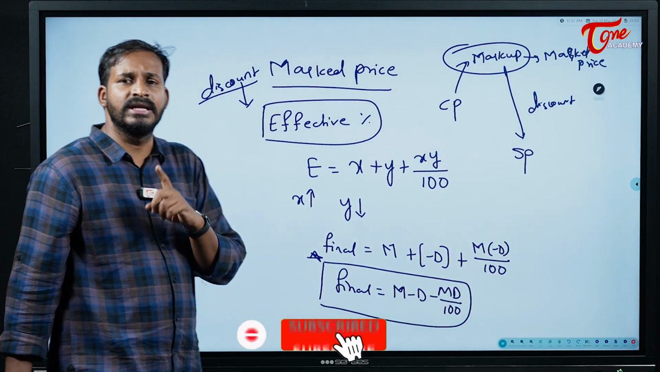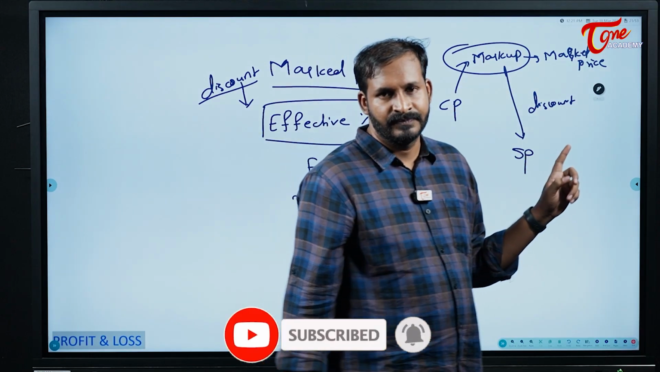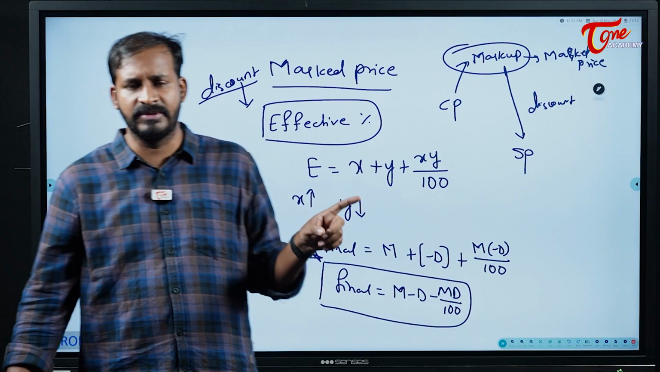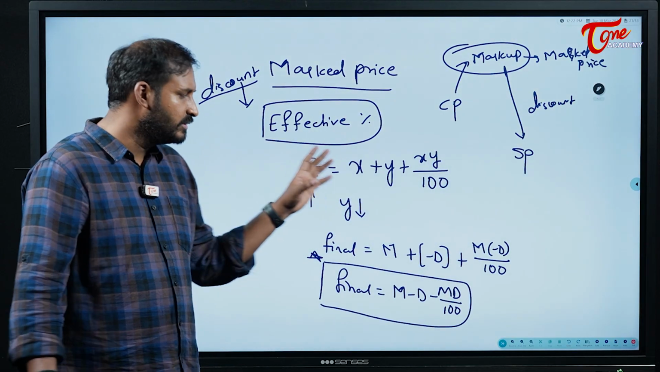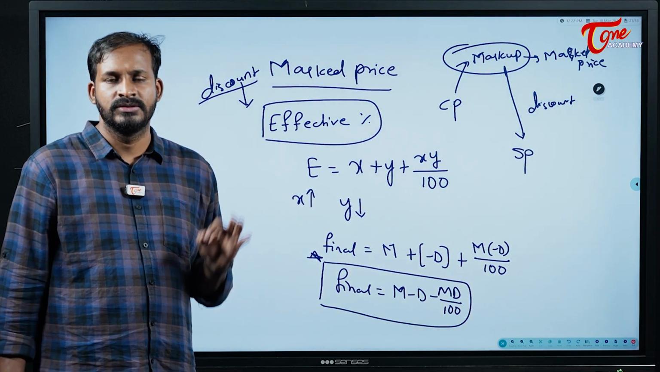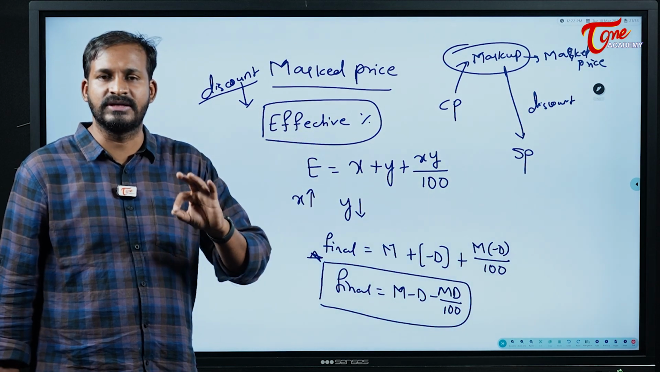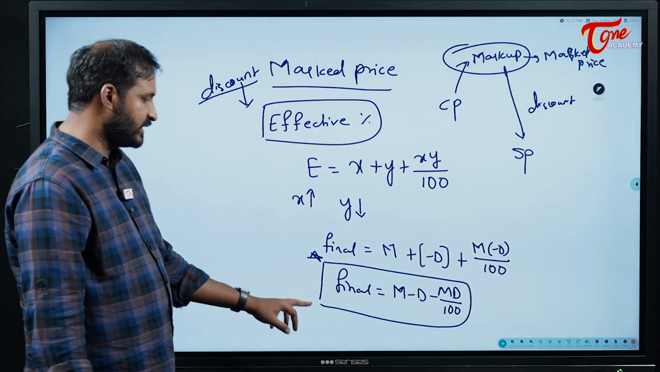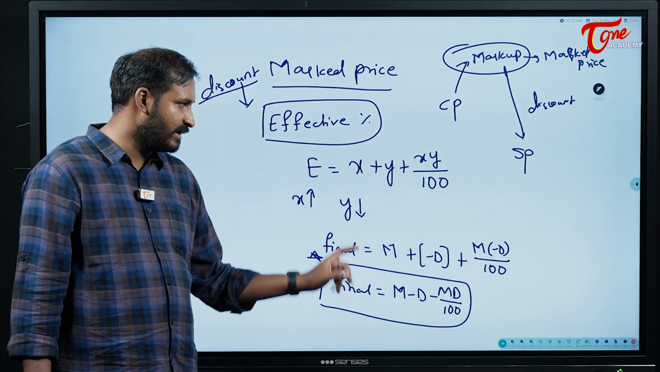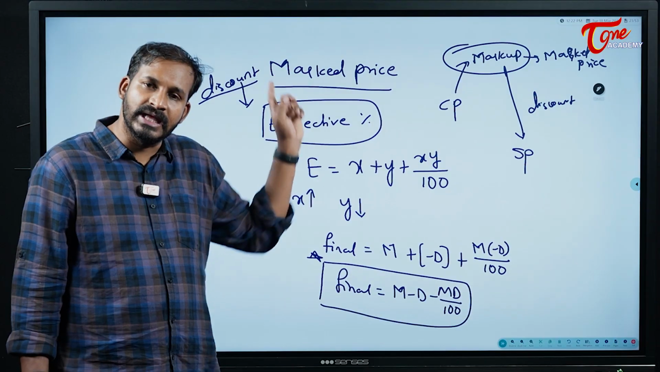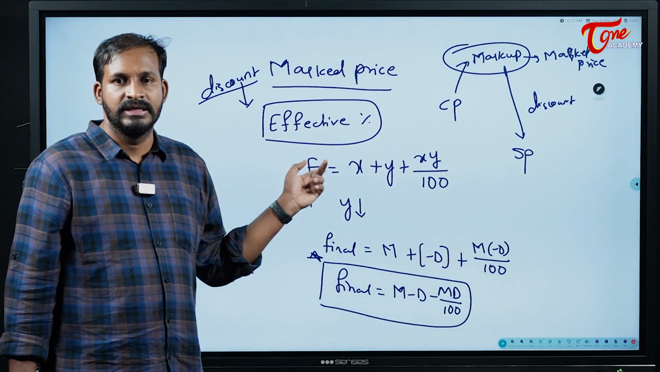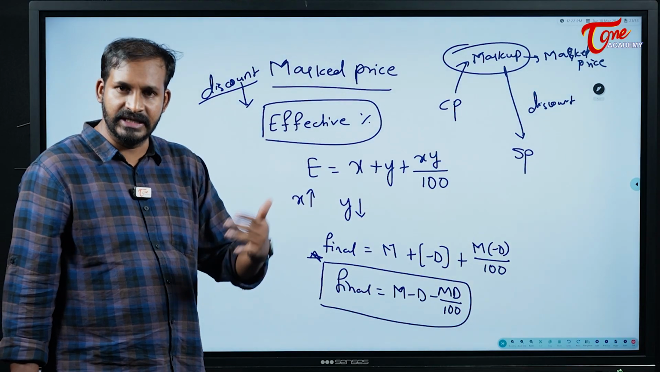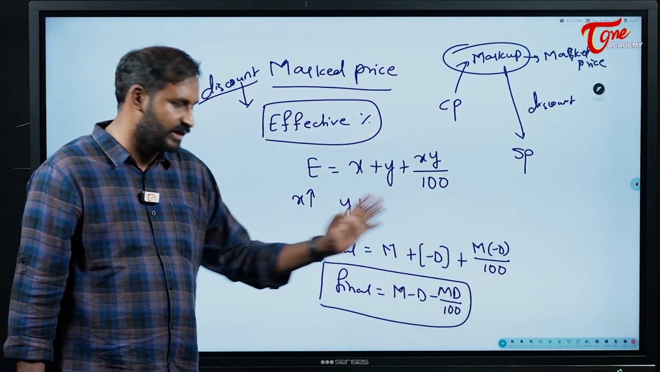These questions are very important, students. Why? Because in almost all competitive examinations, you can see at least one question from this area. So marking up the price and then giving the discount is very important in the profit and loss concept. You should understand why I have written m minus d minus md by 100. We are taking the help of effective percentage. Once it is marked up, that is increased, and then the discount d is given, that is decreased. So plus m and minus d, right.